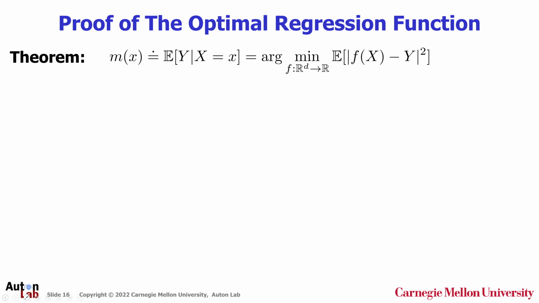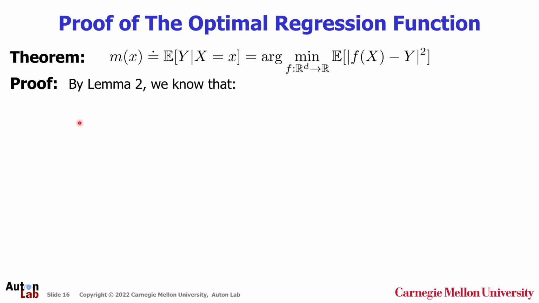Now we are ready to prove our main theorem. As a reminder, we just need to prove that if we want to minimize the mean squared error risk function, that is the expected value of (f(x) minus y) squared, and we want to minimize this expression for all possible functions, then the conditional expectation of y given x will be the function that minimizes this expression. The proof is very simple.